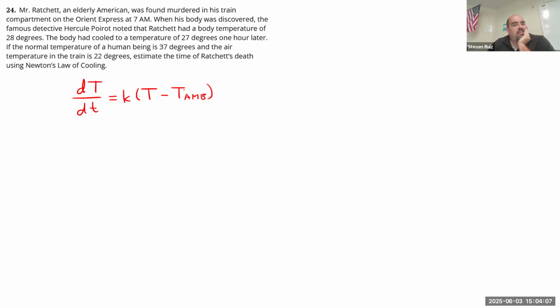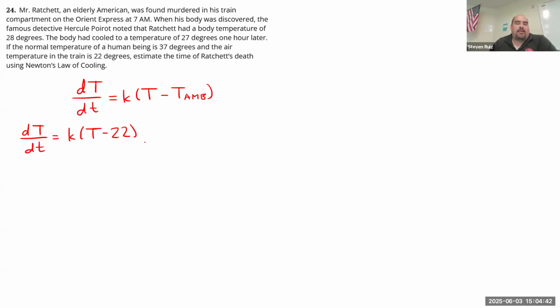So, is this equation separable? Yes, it is. So, actually, before we separate it, let's do what is the ambient temperature? The air temperature in the train is 22 degrees. So, we're going to assume that that temperature is going to remain constant. It's a safe assumption. So, we have dT over dt equals k times T minus 22.